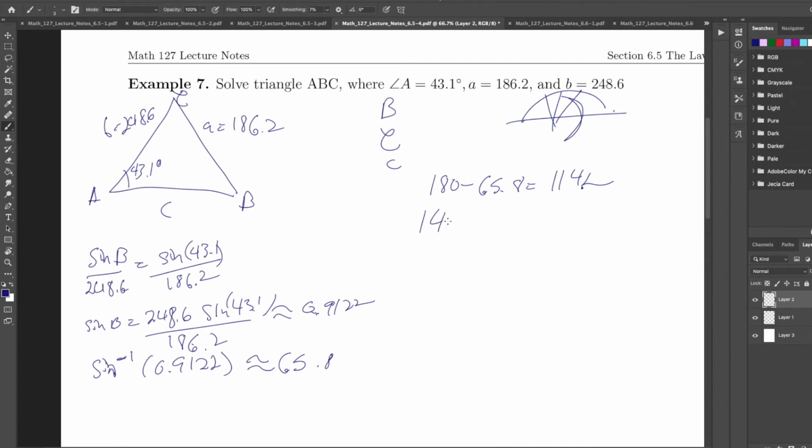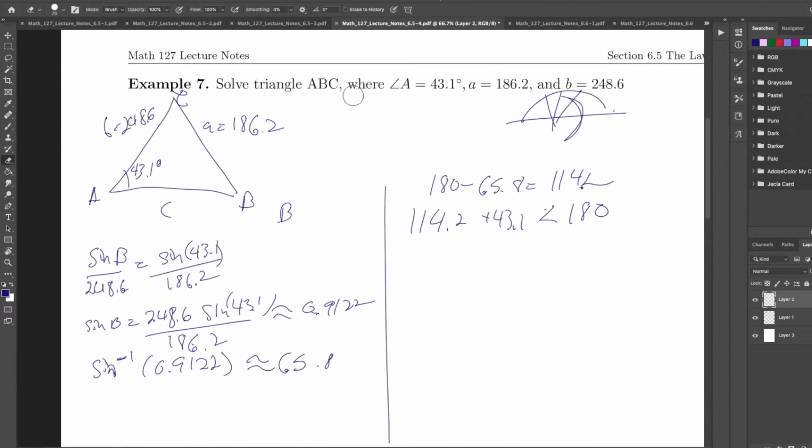But notice that 114.2 plus 43.1, well, that's less than 180. And so this makes another valid triangle. So I don't know if it's this one or this one. That's why it's called the ambiguous case. So let's go ahead and split it from here. So here we'll have B, and so now instead of just having one set of values, we're going to have two sets of values. So let's rewrite that. I mean, you could leave it up there on the notes, that's fine. So B, C, and then another B, C. And so in this case, B is going to be 65.8 degrees. And here, in this case, B is going to be 114.2 degrees, because both of these are valid.